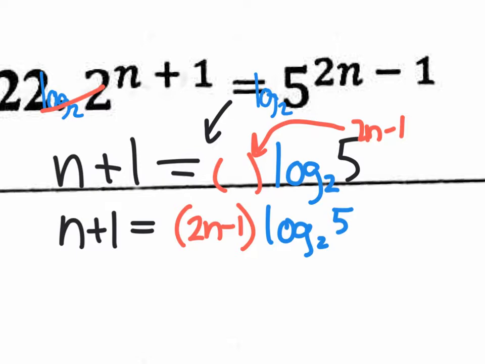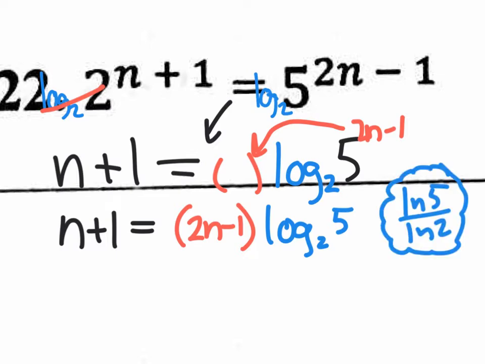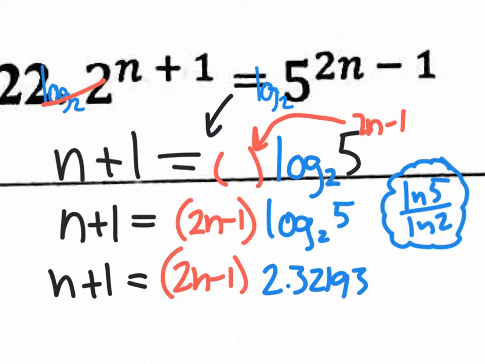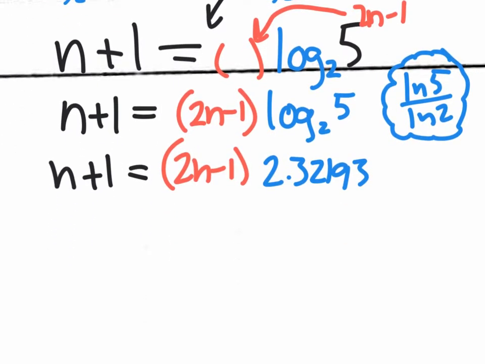We could use the button on the Casios, or you could use the change of base formula. If you go with the change of base formula, the log base 2 of 5 becomes ln 5 over ln 2, or log 5 over log 2. Hit equal, you're going to get a decimal, and the decimal is 2.32192, or 2.32193 if you round it up. So you really have the binomial 2n minus 1 times that irrational decimal. Now we still have the equals and the n plus 1 on this side. Now from there we're going to just distribute that disgusting decimal, 2.32193 times 2n.